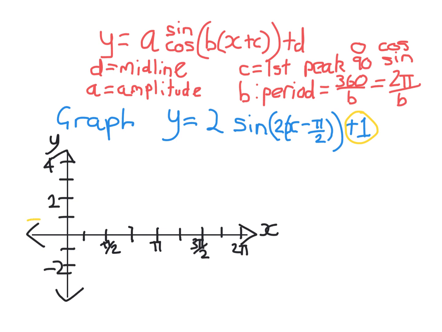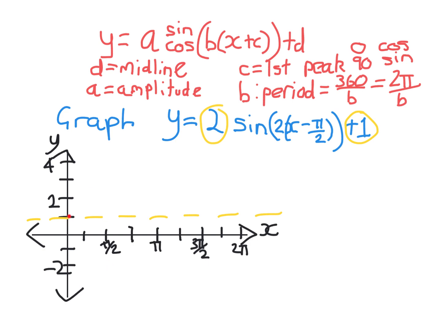So I'm going to draw the midline here at y equals +1. So this will be the midline of the graph. Next, we look at the amplitude. The amplitude is whatever a is. So in this equation here, the amplitude is 2. Remember that the amplitude is the distance from the midline up and down.